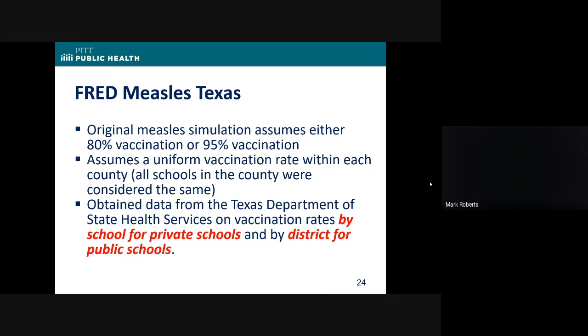Now, the original measles simulation had a fairly silly assumption. It said that all of the schools in your county are either at 80% or all of the schools are at 95%, and assumed a uniform vaccination rate within all schools. And we just know that's not true. And in fact, we got asked by the American Academy of Pediatrics, in conjunction with some people in Texas, to run a simulation. They had publicly available data of the actual vaccination rates in schools and districts in Texas.